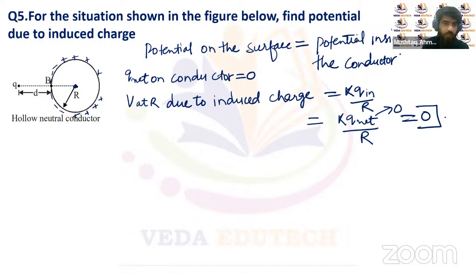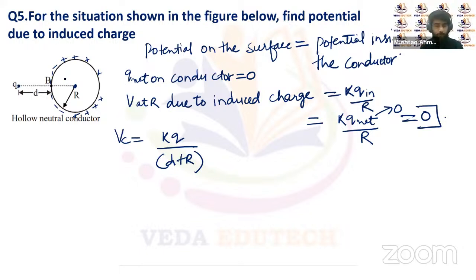Now the potential at the center of the sphere will be the potential due to this charge Q, that will be Vc, that has to be equal to KQ over T plus R, right? This will be the potential due to this charge Q at the center. The potential due to the induced charge on the surface at the center of the sphere is 0, right?